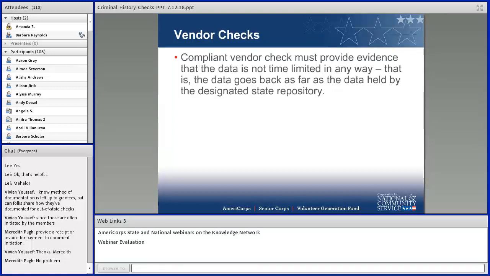And one of the big sticking points of vendors is the fact that their data is time limited. So if you're able to find a vendor where their data is not time limited, then you should get that in writing from them. This is just one of the many things that vendors have to do in order to be compliant. But again, if you're using FieldPrint through the CNCS contract, you're good for the FBI check.